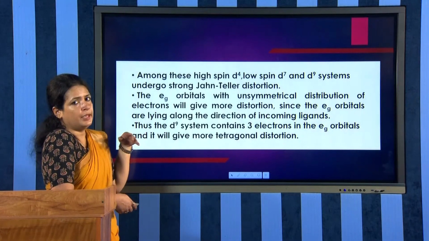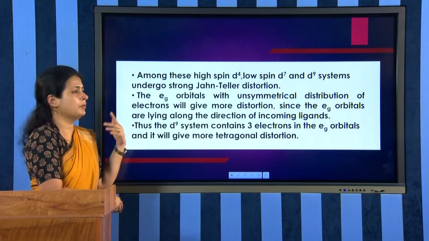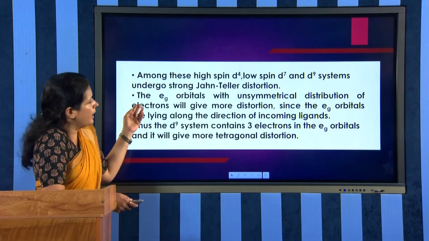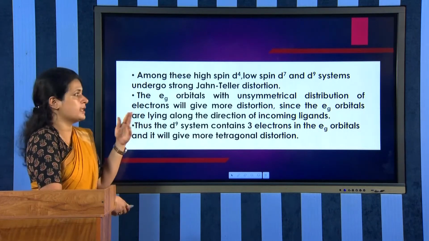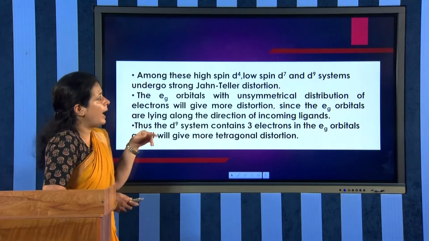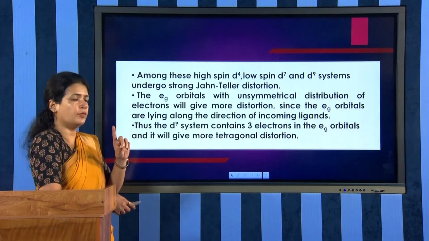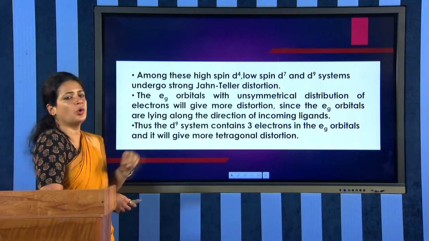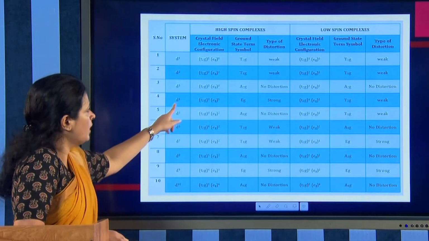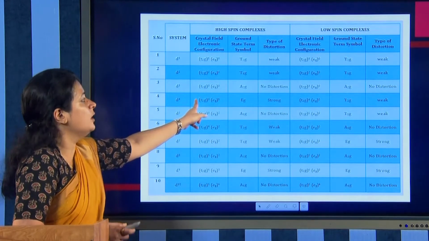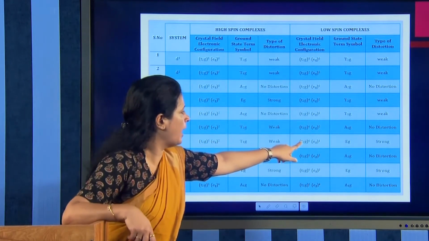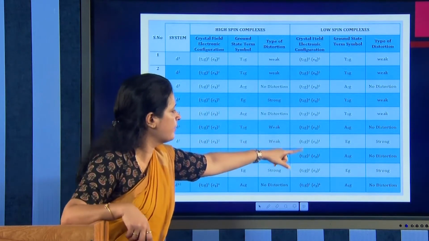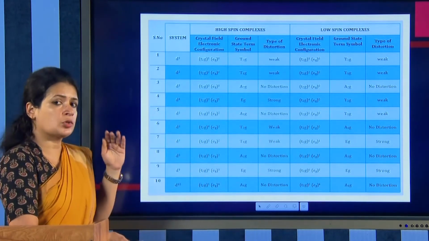While we look at the Jahn-Teller distortion in different systems, we understood that high spin d4, low spin d7 and d9 systems undergo strong Jahn-Teller distortion. See this: high spin d4, low spin d7 and d9. They are showing strong Jahn-Teller distortion.